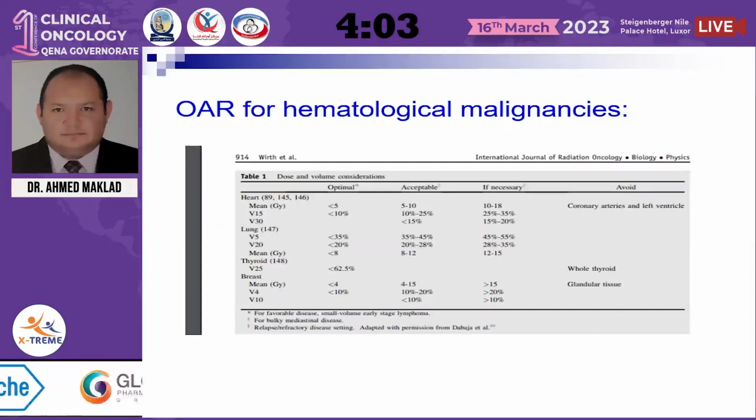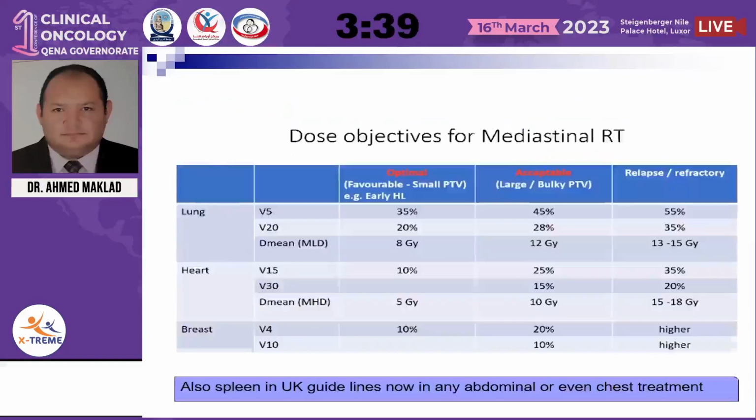And again, the International Lymphoma Radiation Oncology Group has its own separate guidelines. For heart, for example, mean heart dose is less than 5 gray if you will treat the mediastinum. You can accept 5 to 10 if you have bulky disease, or if necessary you can accept more, but they put optimal, acceptable and necessary guidelines, with less toxicity than for the other solid tumors.